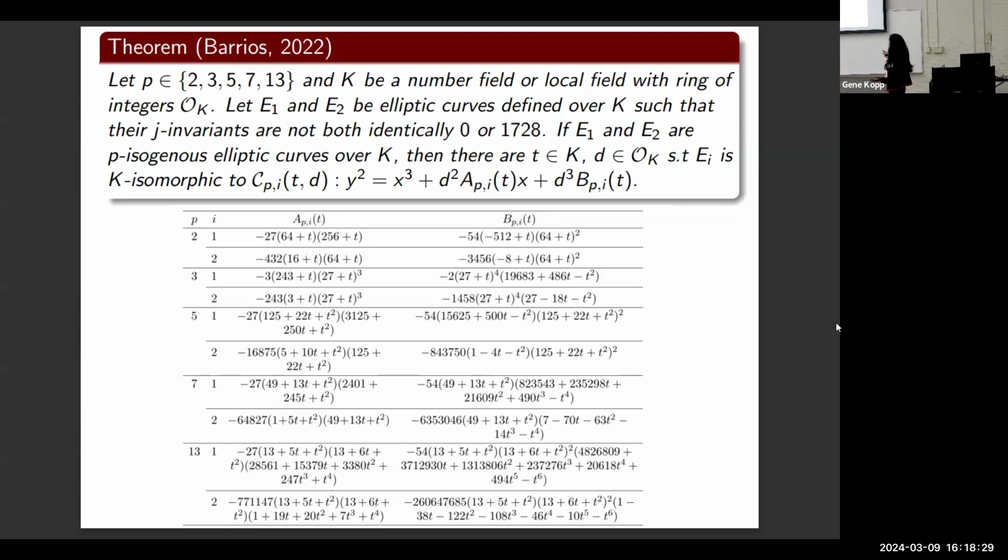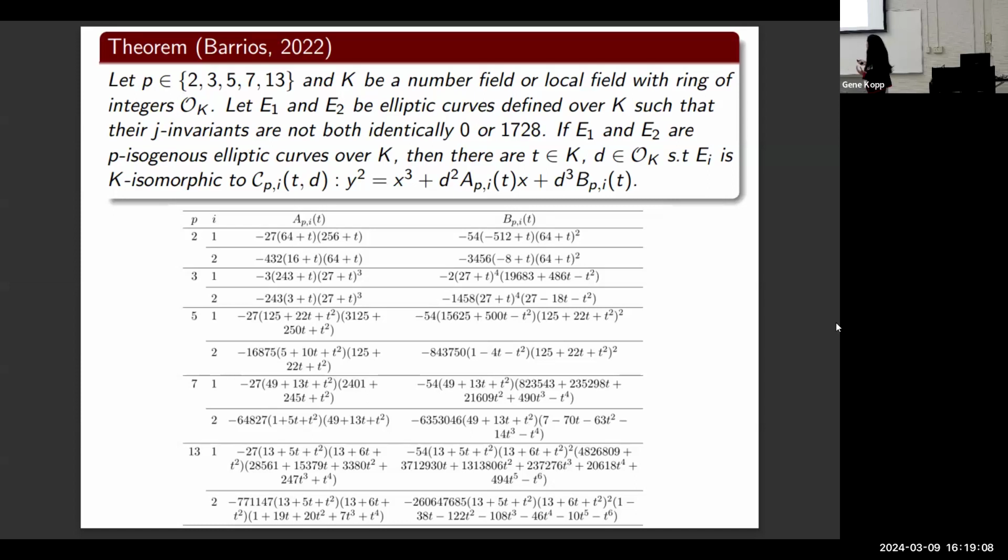This is for elliptic curves which have a certain isogeny degree. In this case, I'm considering the prime isogeny. I'm also assuming the j-invariants are not identically 0 or 1728. In that case, the two elliptic curves in that isogeny class will be parameterized by two parameters. D is the twisting parameter, and T is actually varying. You can explicitly write down what this is. So if you choose a particular T and D, it will give you isogenous elliptic curves for this particular prime.